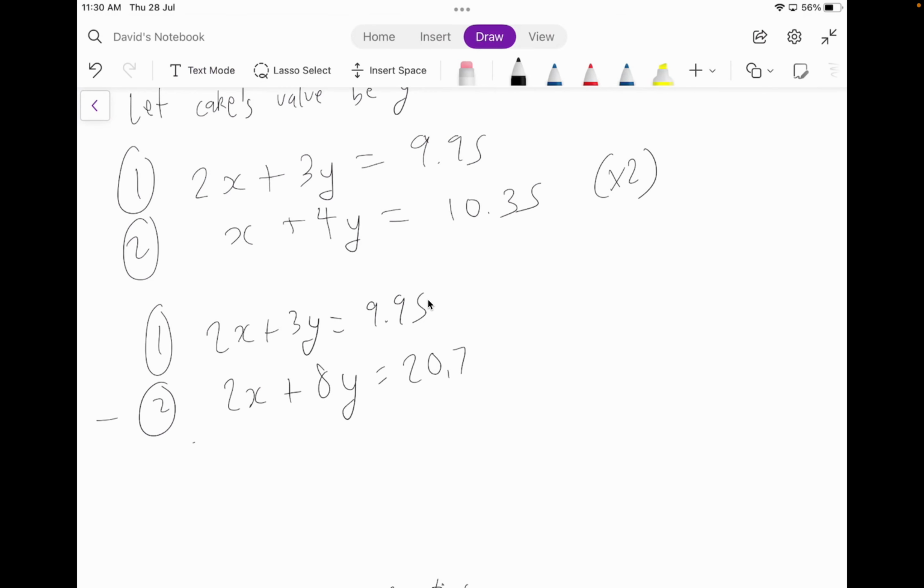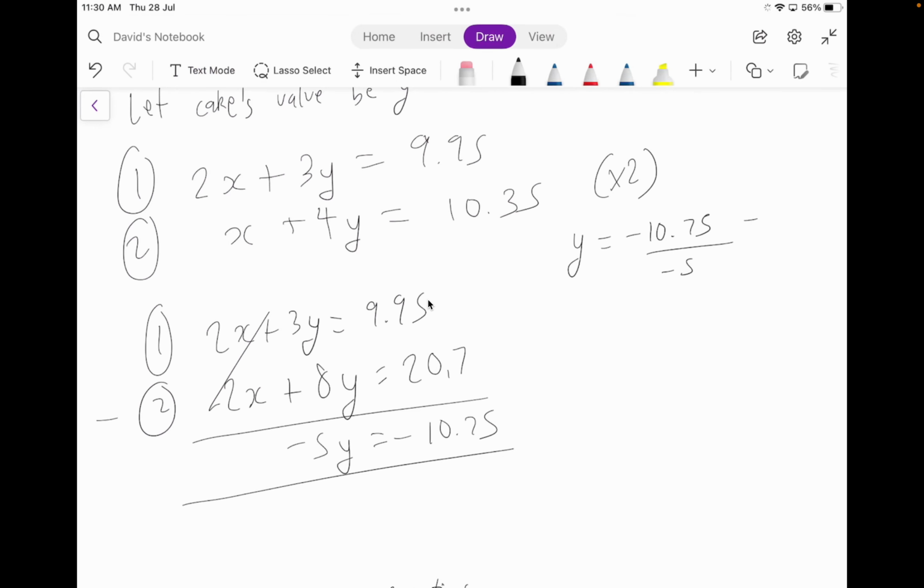Now we're going to subtract these equations to eliminate x, so you have 3 minus 8, and the x terms cancel each other, so you have minus 5y is equal to 9.95 minus 20.7, which gives minus 10.75. So y is equal to minus 10.75 divided by minus 5, which gives a value of 2.15. So y is equal to 2.15. This should be your value for y.